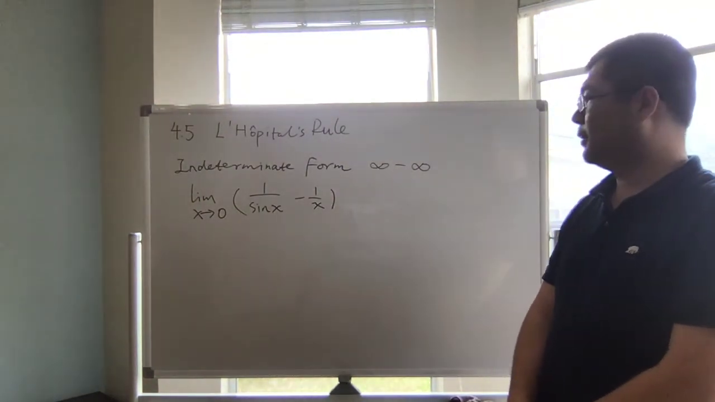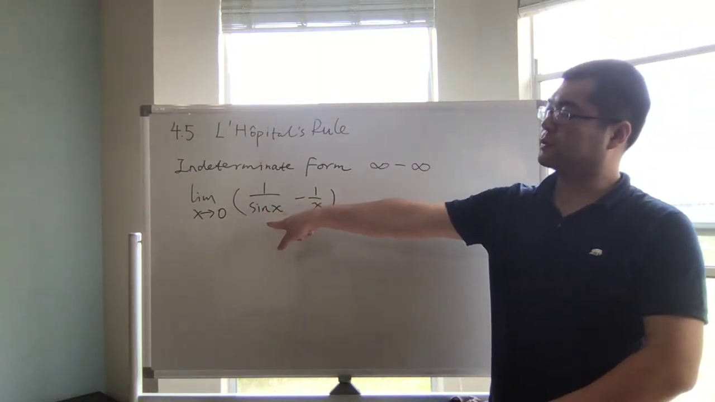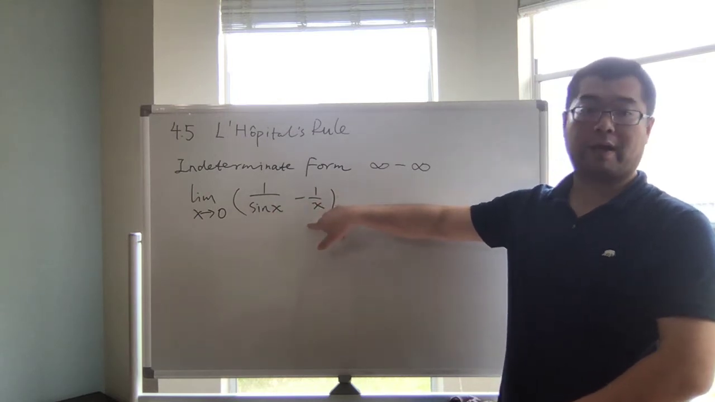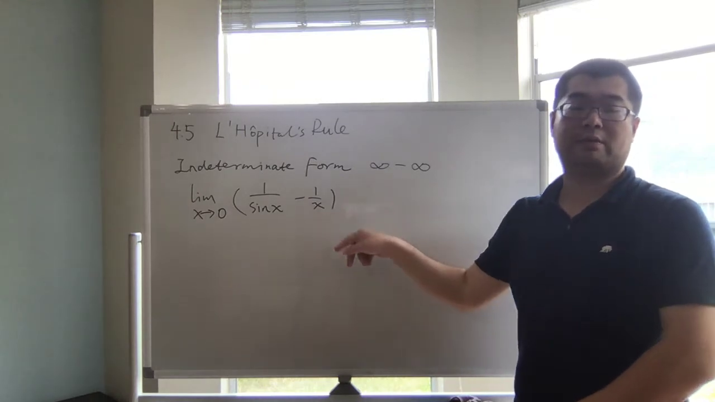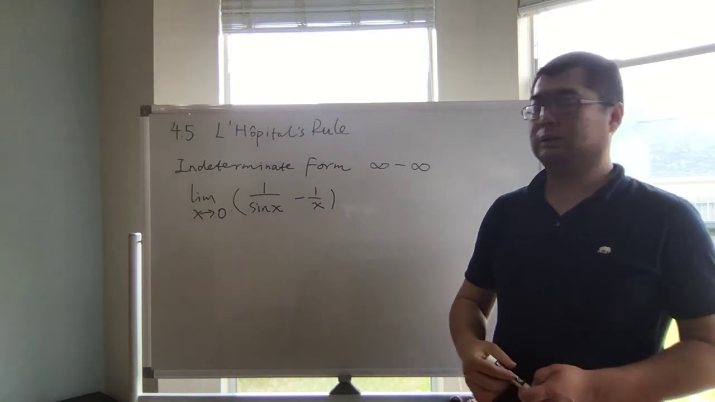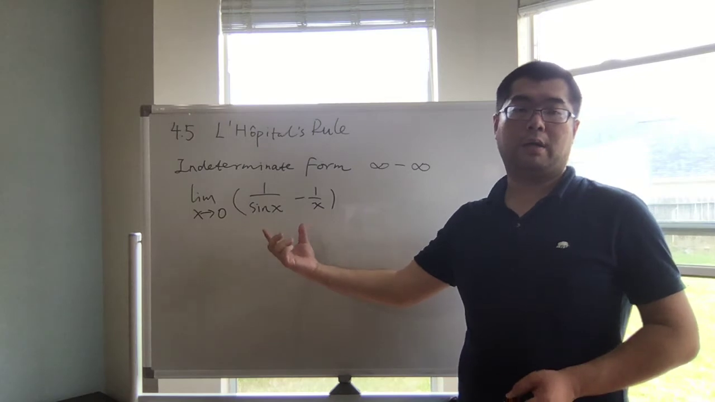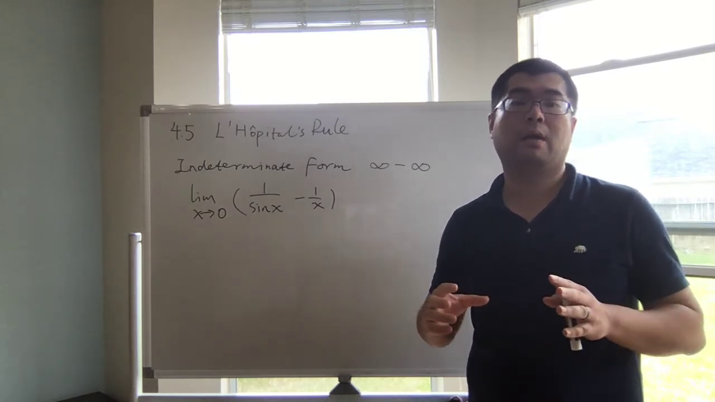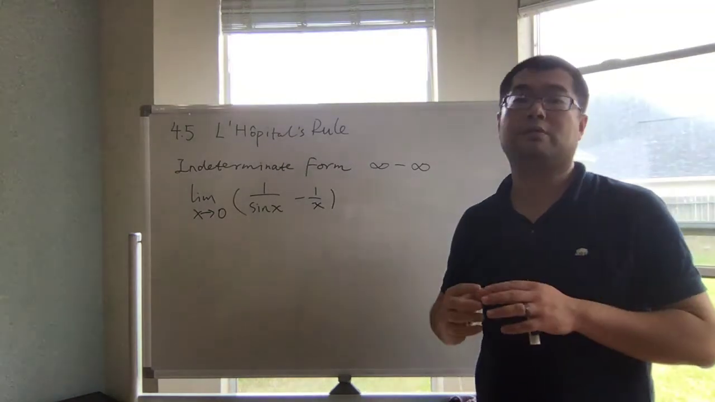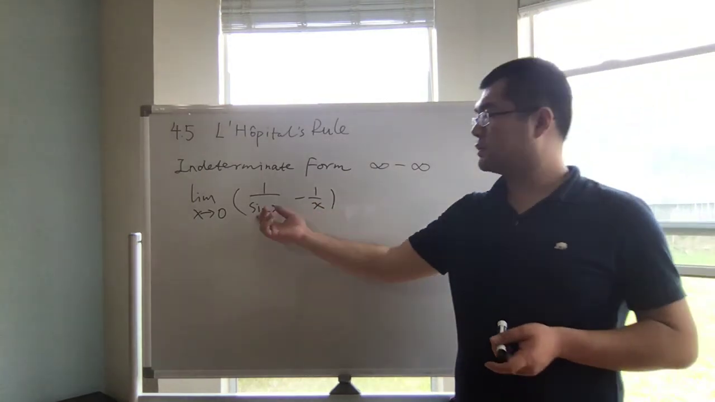So look at this problem here. Limit as x approaches 0 of 1 over sine x minus 1 over x. Okay, so we have infinity minus infinity. How do we handle this? Well, you see that inside the parentheses is a difference of two fractions, right? So why don't we combine those two fractions into one and see what happens? In other words, let's combine those.